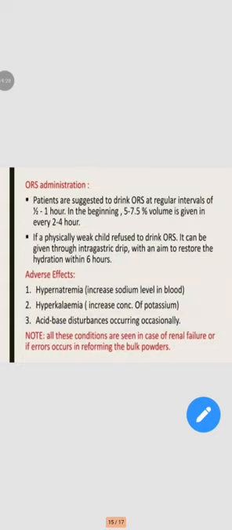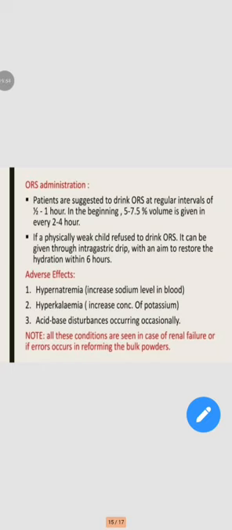Then ORS administration. Patients are advised to drink ORS at regular intervals of half to 1 hour. In the beginning, 5 to 7.5% volume is given every 2 to 4 hours. If a physically weak child refuses to drink ORS, then it can be given through an intragastric tube with the aim of restoring hydration within 6 hours.